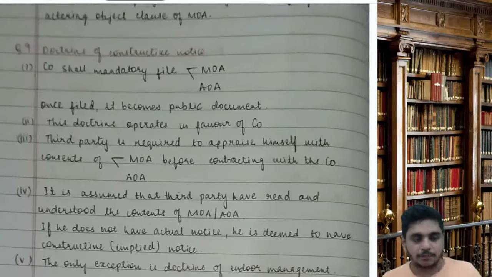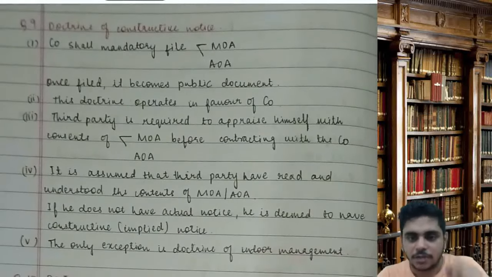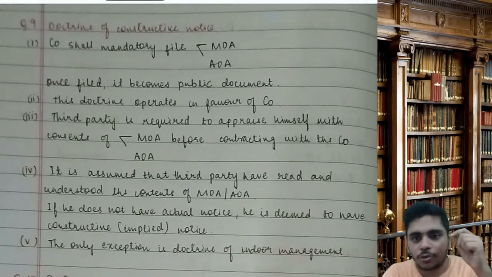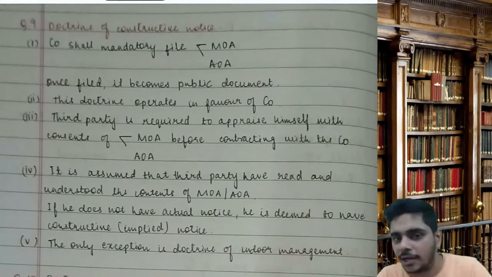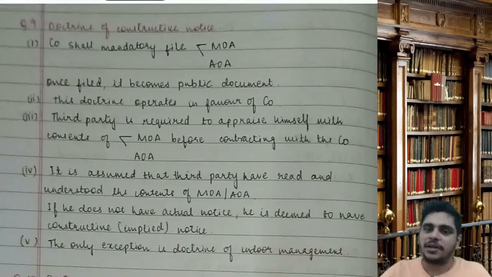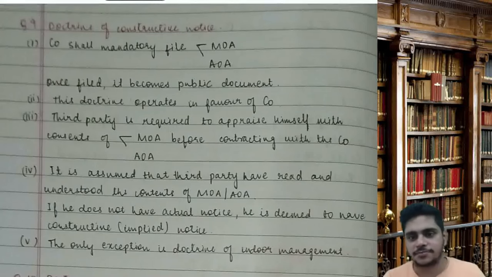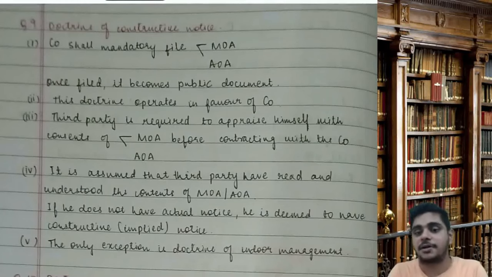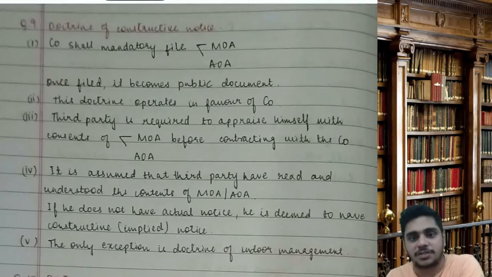First, let me read all the three doctrines, then you will recall them. Number two, constructive notice. Law says if a third party is dealing with the company, it is your duty to read the MOA and AOA, and not only to read but also to understand them. Whenever you contract with the company, we assume you have read and understood the MOA and AOA. If you have not read them and any liability has occurred, the company will not be liable. This doctrine protects the company. The exception to this doctrine is the doctrine of indoor management, which will protect the outsider.